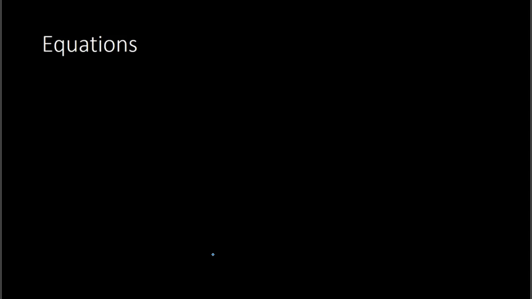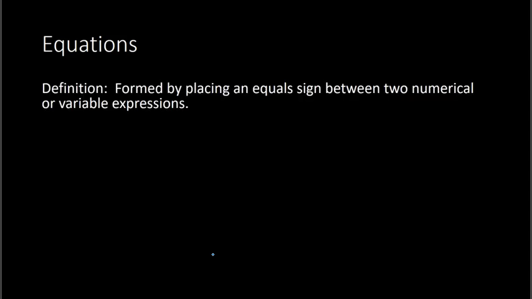In this video, you will learn about equations. So, question, what is an equation? Well, an equation is formed by placing an equal sign between either two numbers or variable expressions. So for example, let's say we had 12 minus 7 equaling 5. That would be an equation because you have an equal sign connecting two different statements.